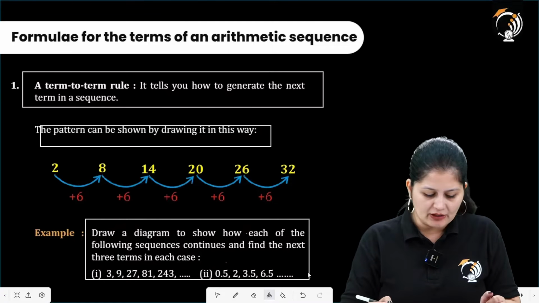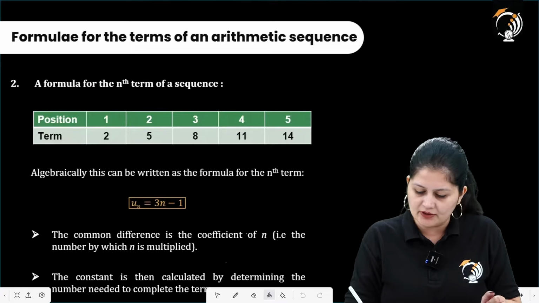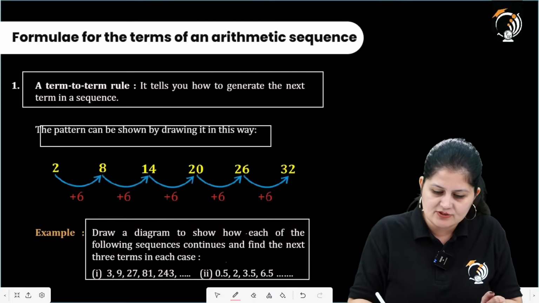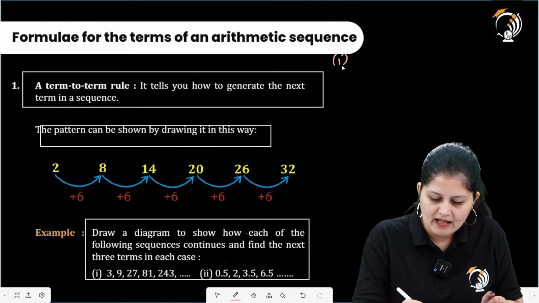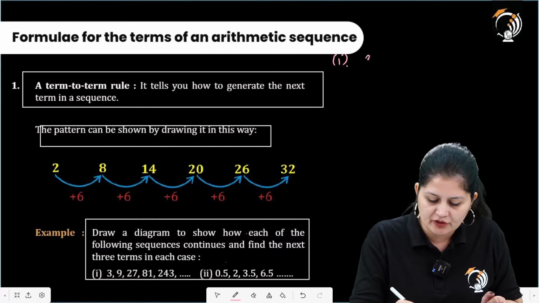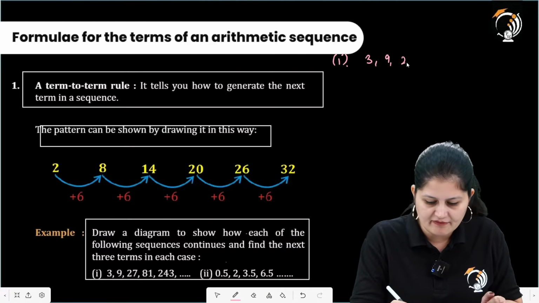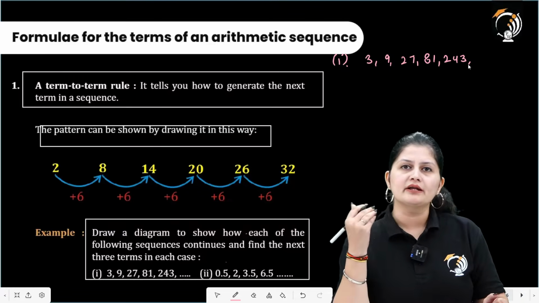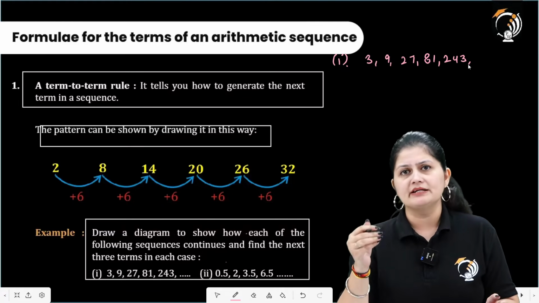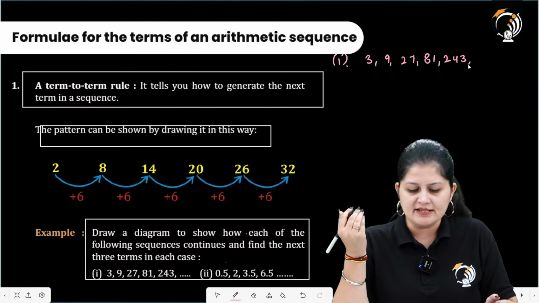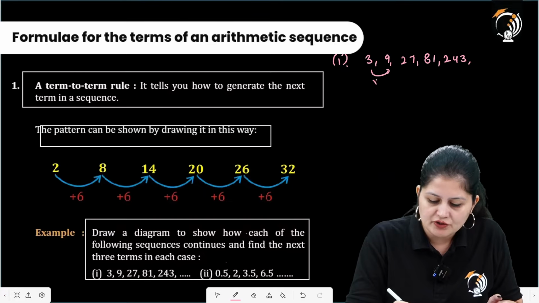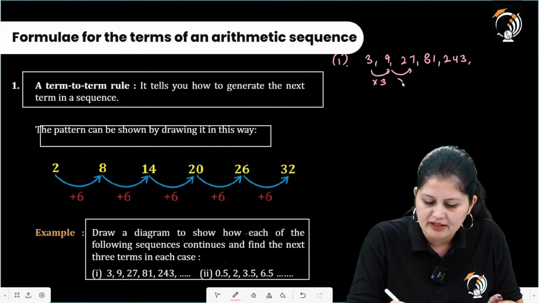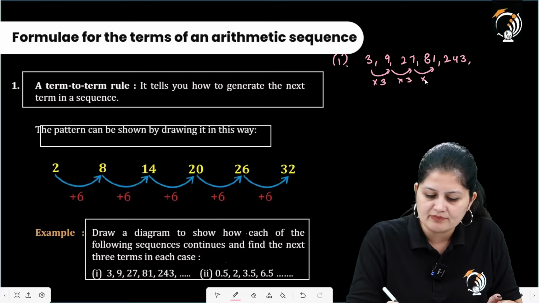So here, if we need to get the terms, let's first solve the first example. I'm solving it on the side: 3, then 9, then 27, then 81, then 243, correct? We can see that to get the next term, we multiply by 3. Each term is multiplied by 3 to get the next one.